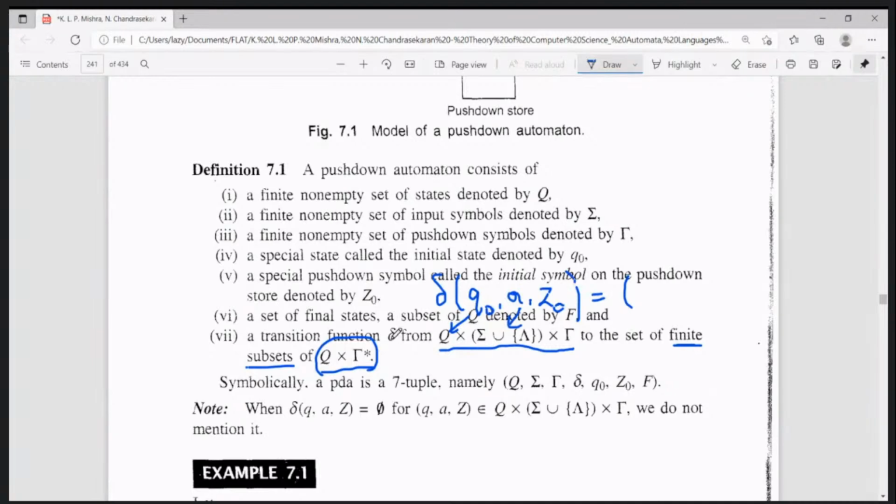Here we might push into the stack, let's suppose remaining in the same state. So this might be the case. This Q is one of the states, and this inverted L asterisk is your pushdown symbol.